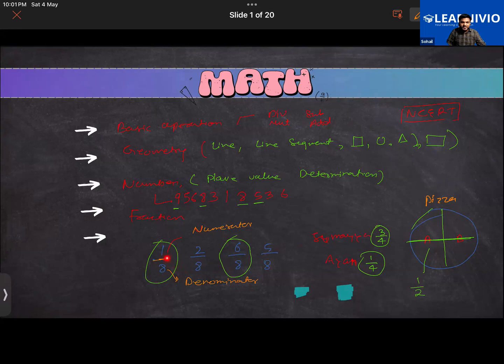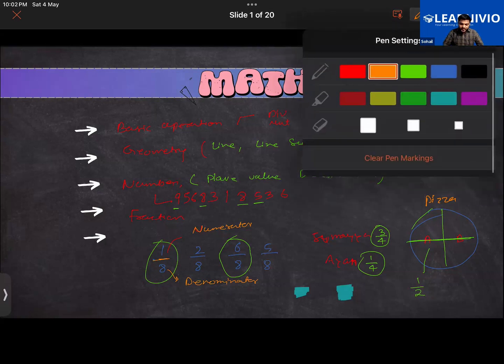So whenever you have fractions in which the denominator is common, just compare the numerators. Look at the numerators 1, 2, 6, and 5. Which is the greatest numerator? 6, and it is in the fraction 6 upon 8. So this becomes the greatest fraction out of these four. I have just given you a general idea of how we compare different fractions.